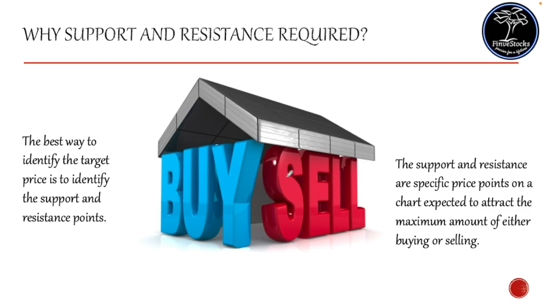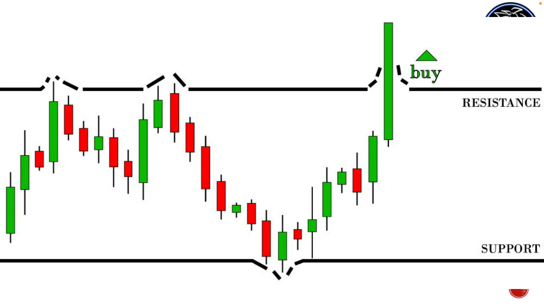So the next question is why support and resistance zones are required. It is for identifying target or stop loss. The best way to identify the target price is to identify the support or resistance zone. The support and resistance are specific price points on the chart expected to attract the maximum amount of either buyers or sellers. So now let's see support and resistance zones in detail. First we will see the support zone.